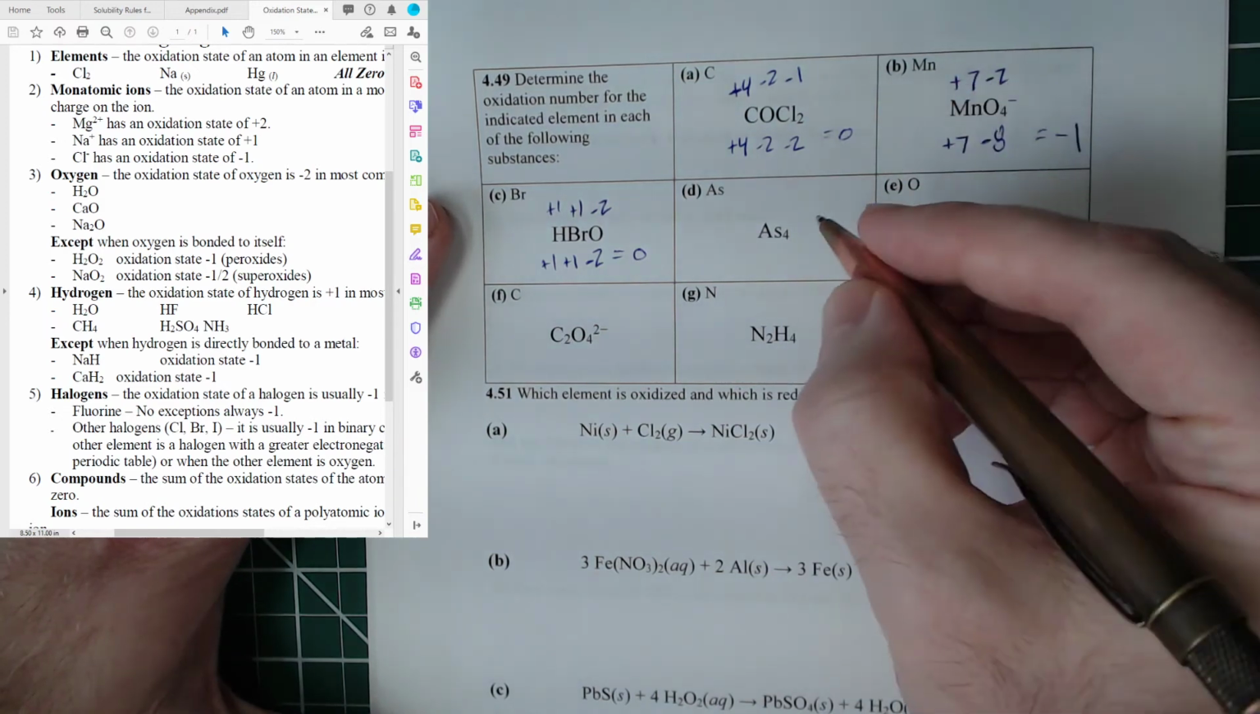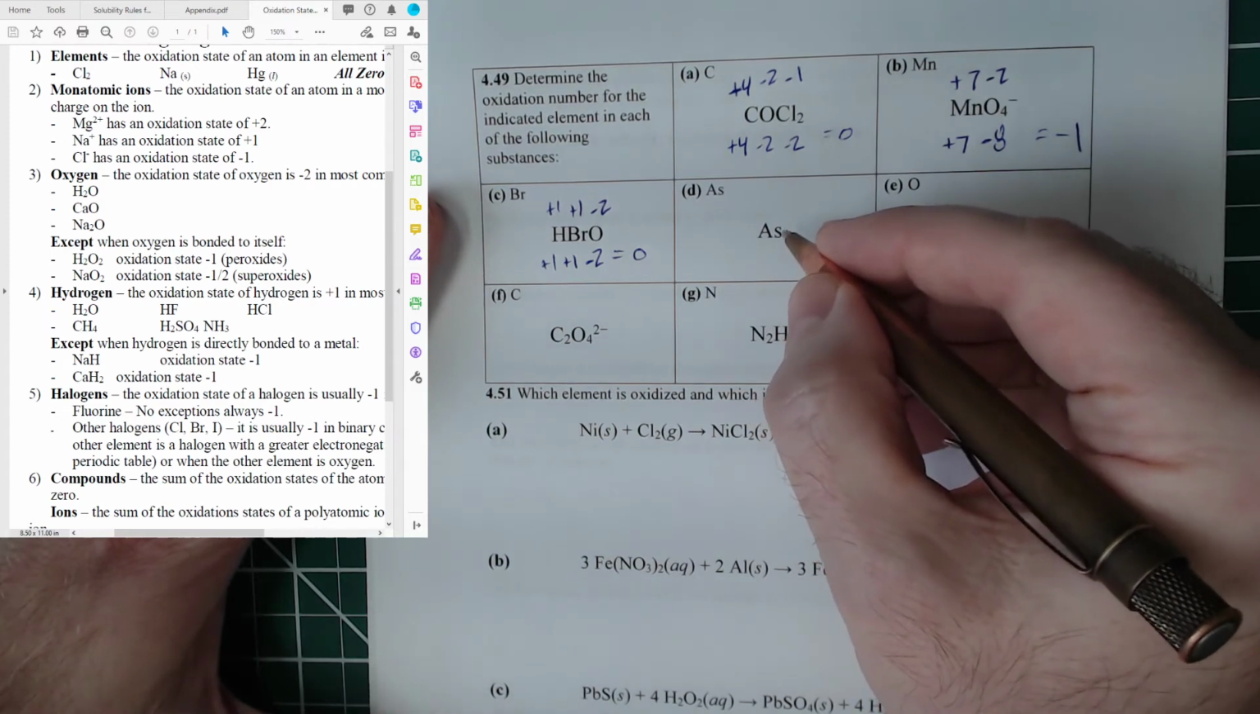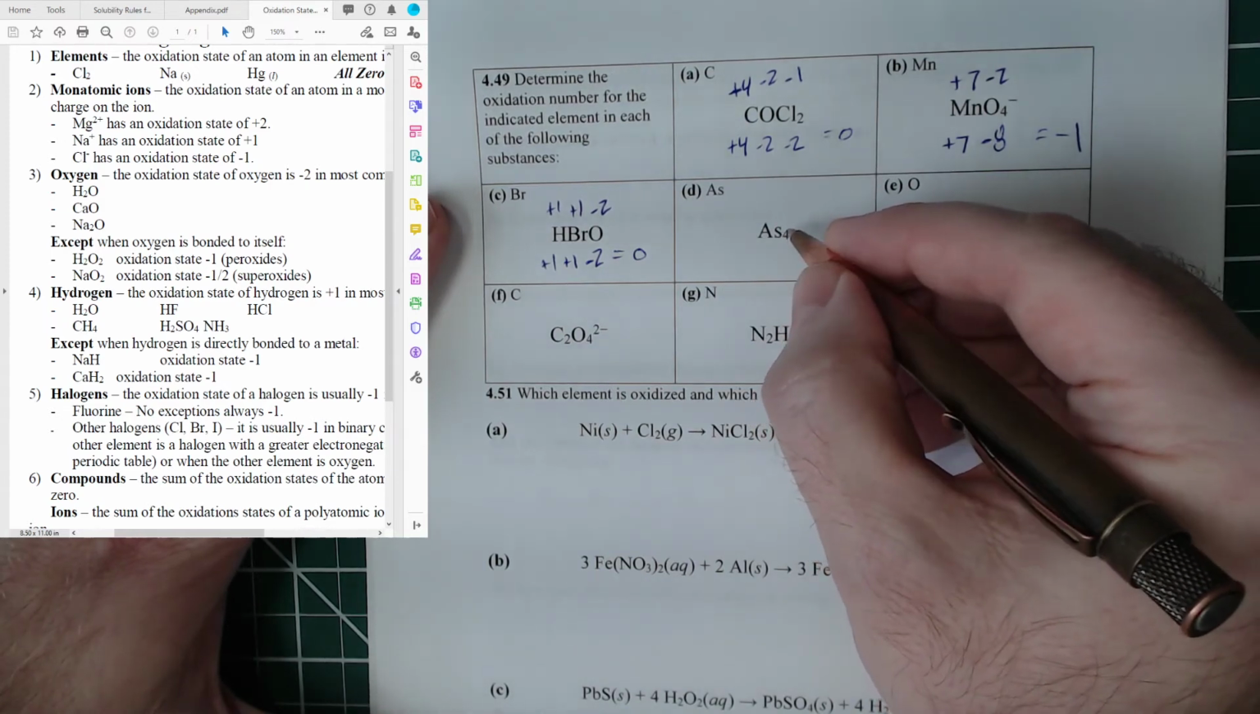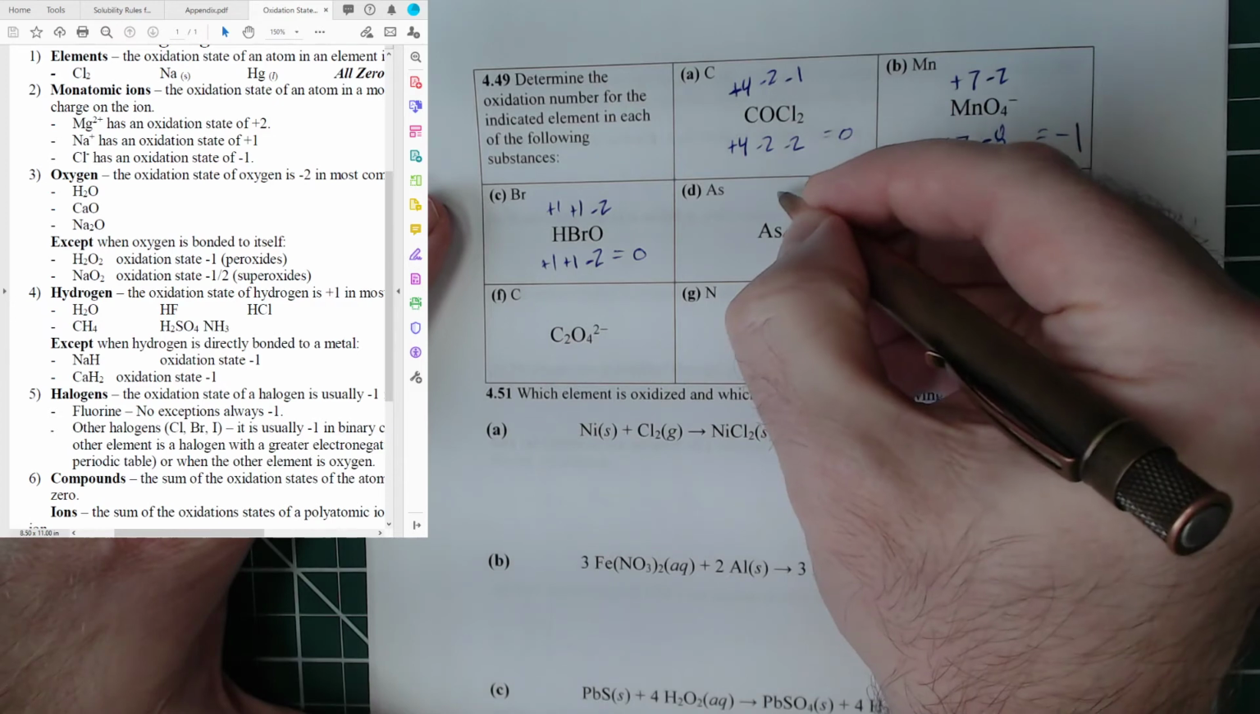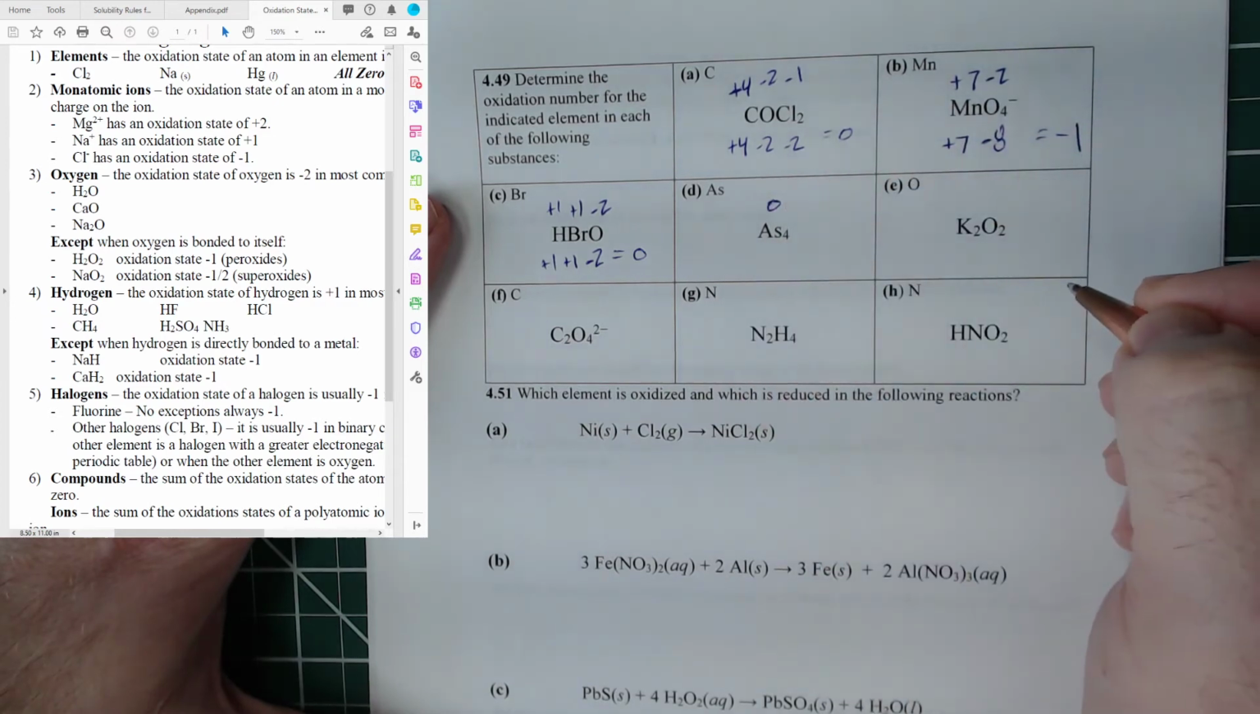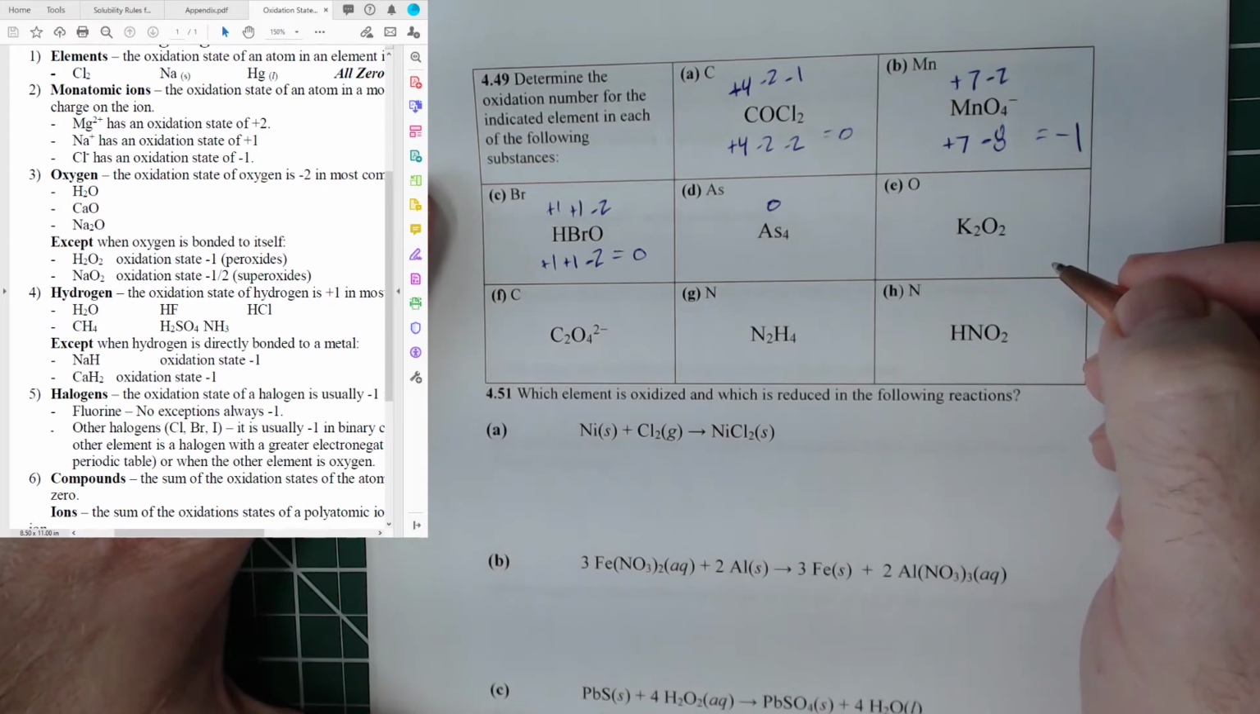All right. Next, we have arsenic. Arsenic here is just elemental arsenic. That means it's 0 because Rule 1 tells us elements are 0. We don't have to go through the rest of it. So that is the oxidation state for this.